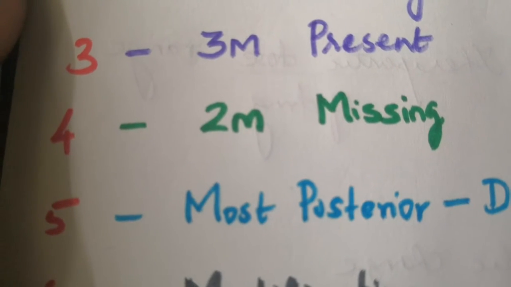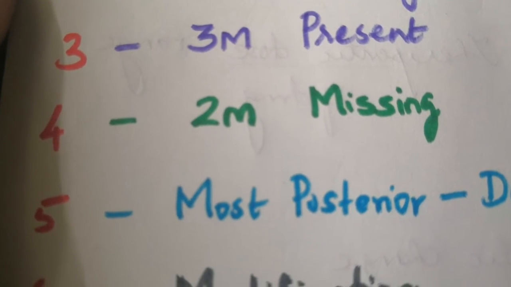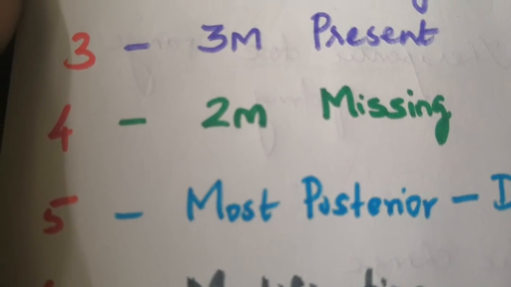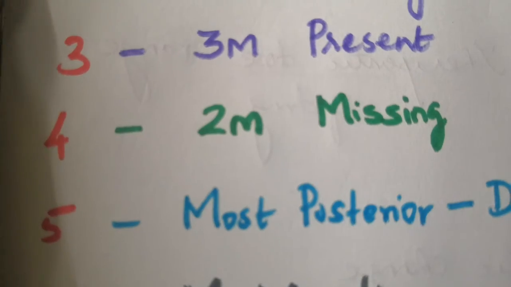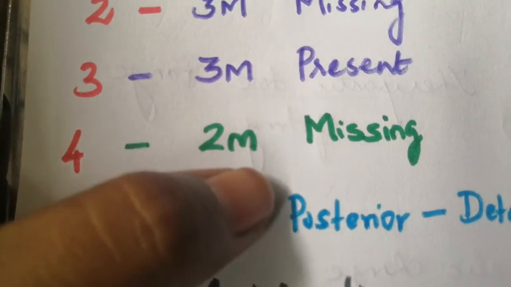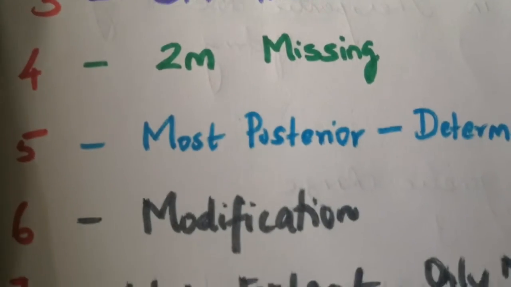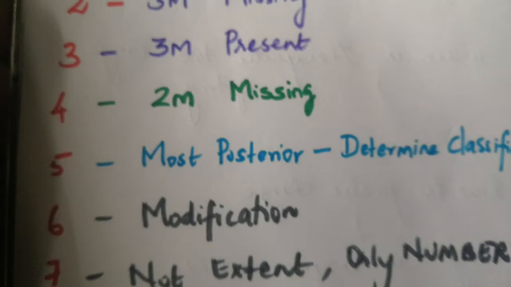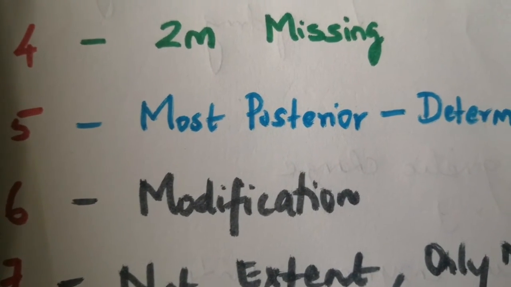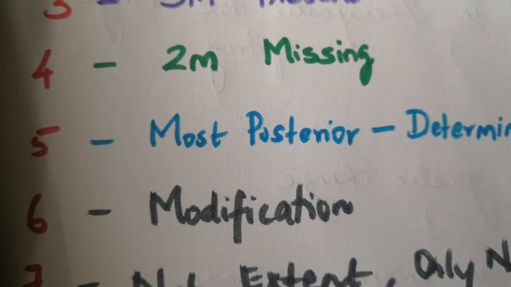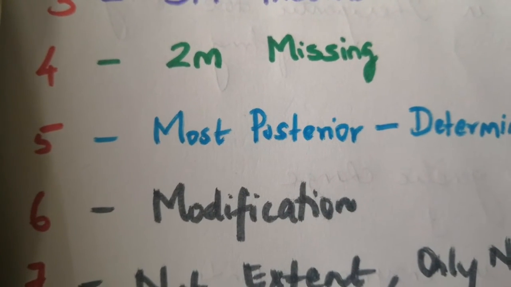Then rule 4. Rule 4 is 2M missing. 2M is second molar. If the second molar is missing and it is not to be replaced, it is not considered in the classification. Same as that of the second rule, but it is the second molar here. The fifth one, the key word is most posterior determine the classification. So, the fifth rule is the most posterior edentulous area always determines the classification.